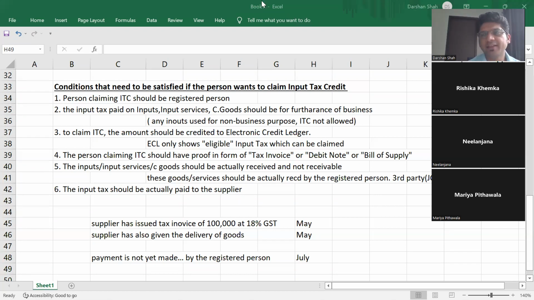Okay, the doubt is, can the supplier claim? Why will the supplier claim? For the supplier it is output GST, no? For the supplier it's output GST, and I'll show output GST only when I receive it, na? Because if I show output GST, I'll have to pay to the government.